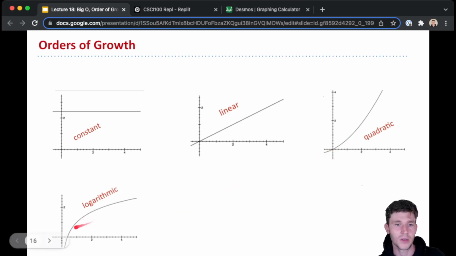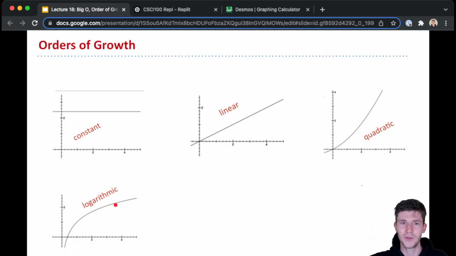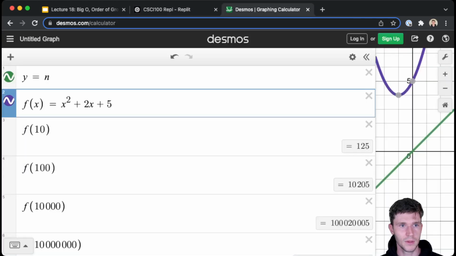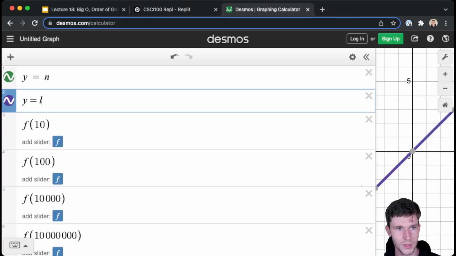Logarithmic looks like this, and so in the beginning it grows pretty quickly, but then adding a bigger input actually takes less. It takes more time, but it's increasingly smaller, more steps, but fewer additional steps the further along out you get. And so you can see actually if we compare here, y equals n and y equals log n.